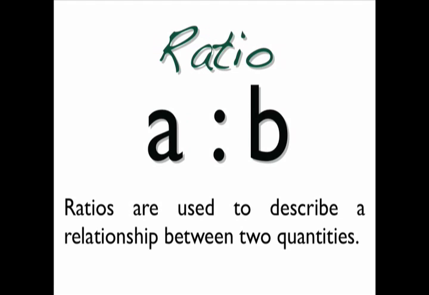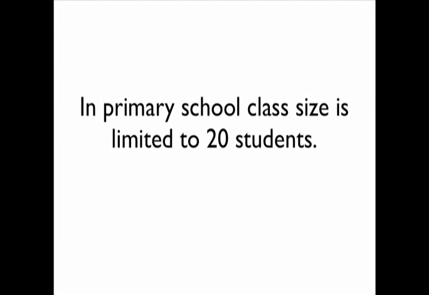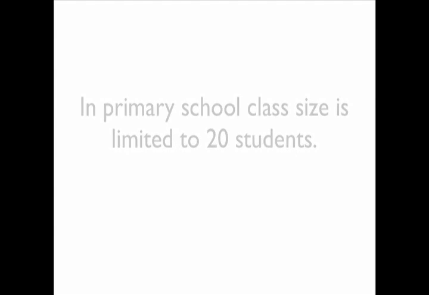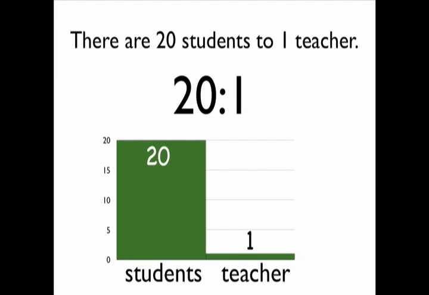A ratio is an ordered pair of numbers A to B that is used to describe a relationship between two quantities. In primary school, class size is limited to 20 students. That is, there are 20 students to one teacher. There is a 20-to-1 ratio.